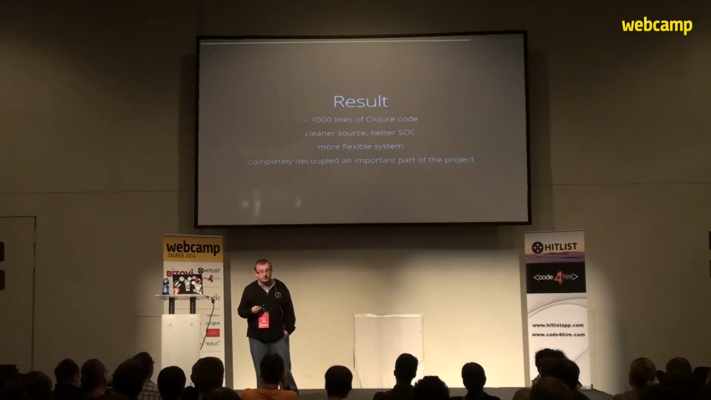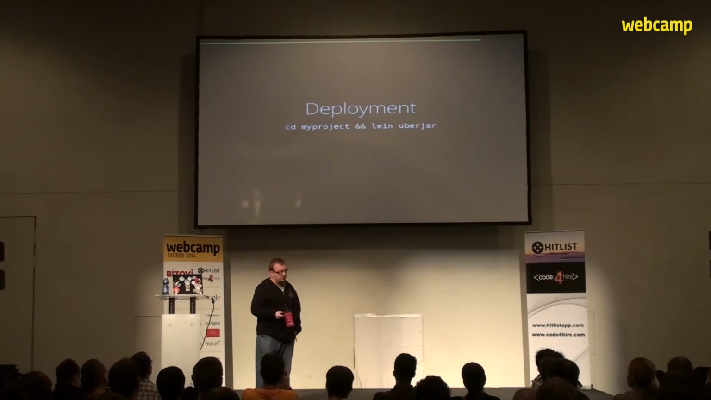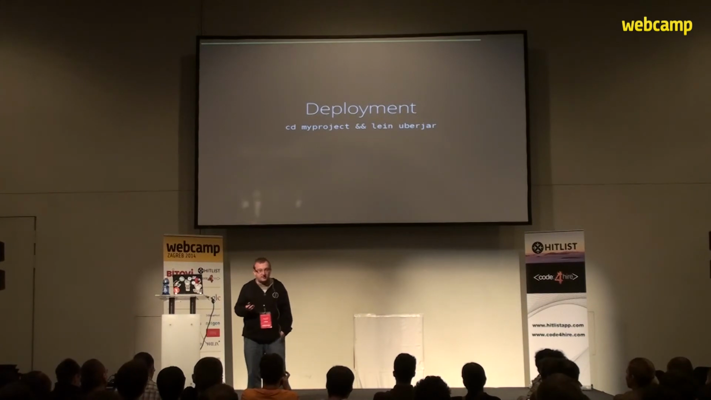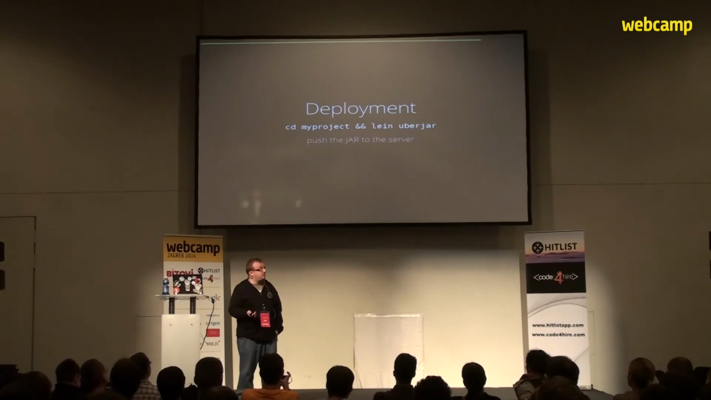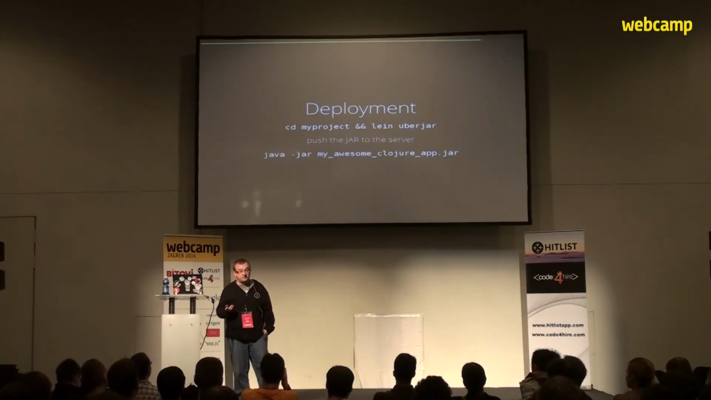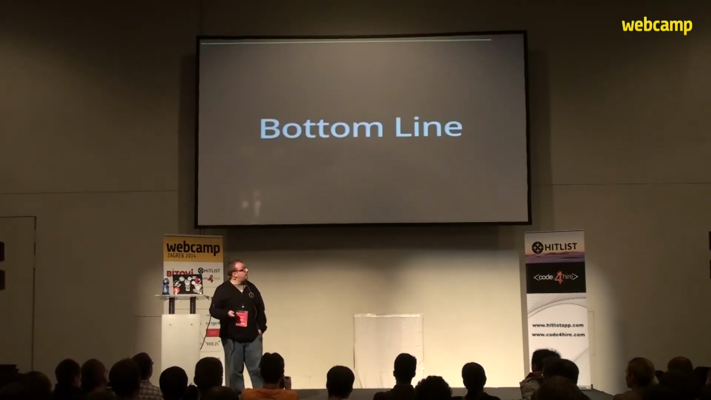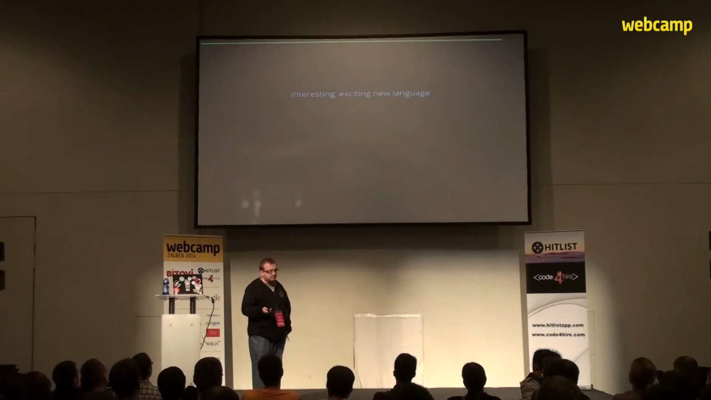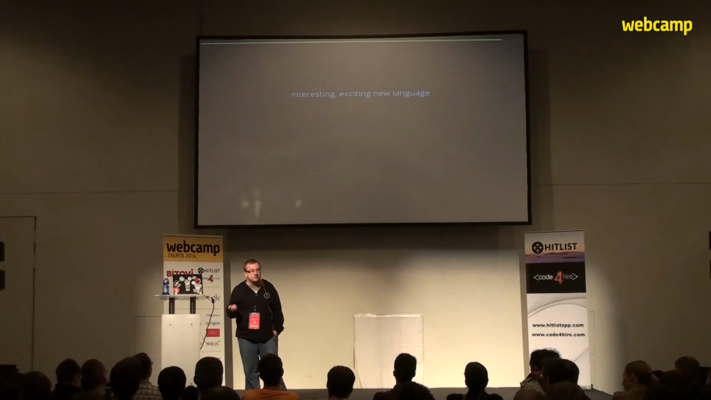And of course, we've completely decoupled a really important but very tightly coupled part of our project, to everyone's joy and happiness. Deployment is basically you generating a jar file out of your Clojure code, and Leiningen does that for you. It includes all the dependencies you need for deployment. You push that file to the server and you run it with something, supervisor, upstart, whatever your weapon of choice may be. Bottom line, it's a very nice and exciting and pragmatic new language.